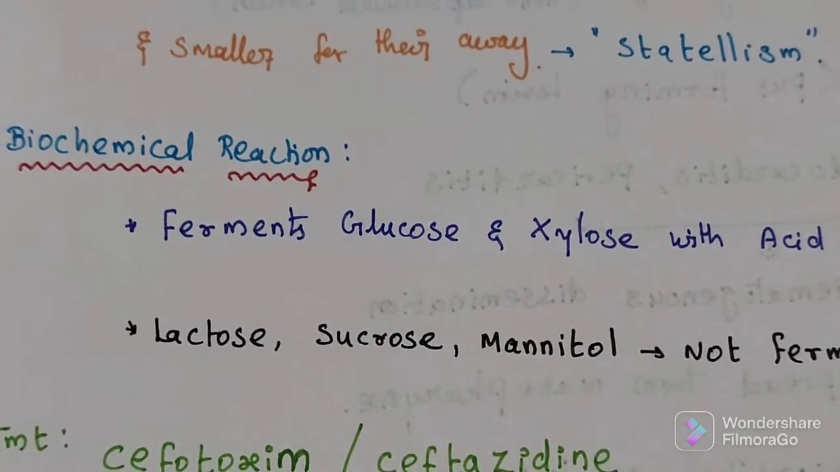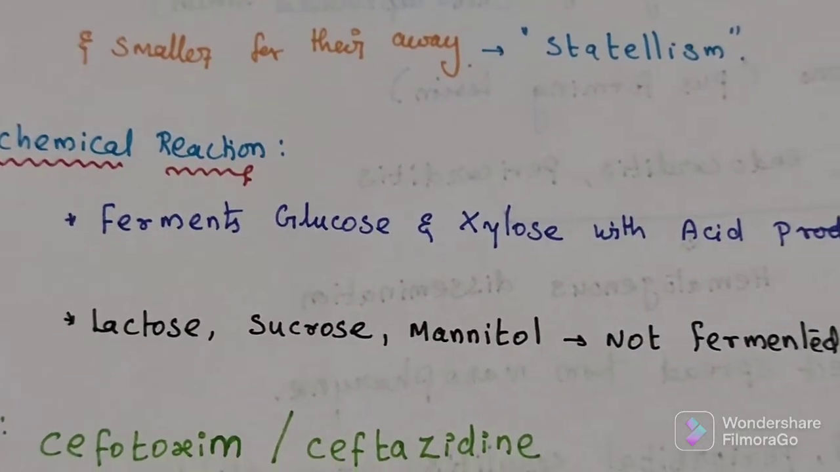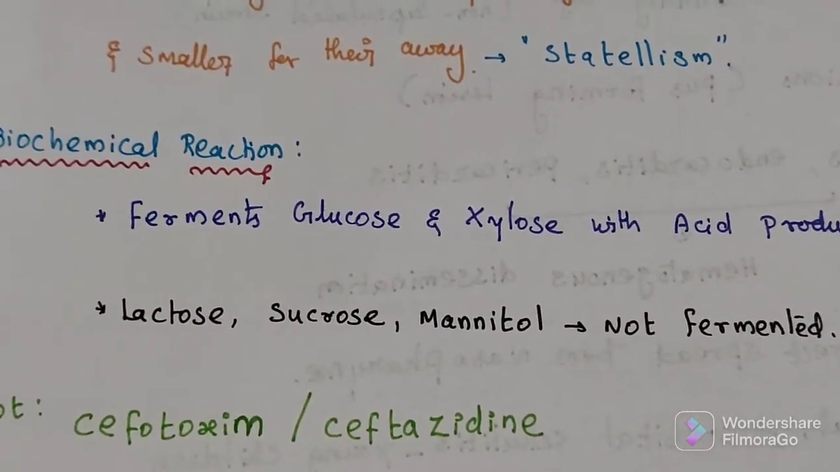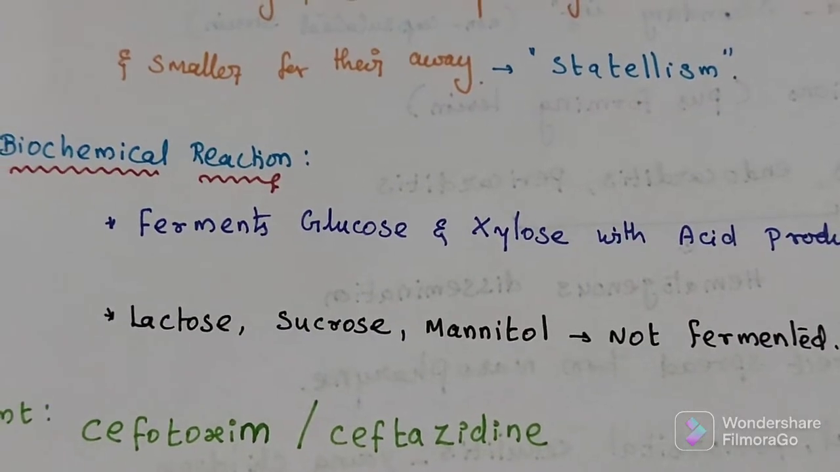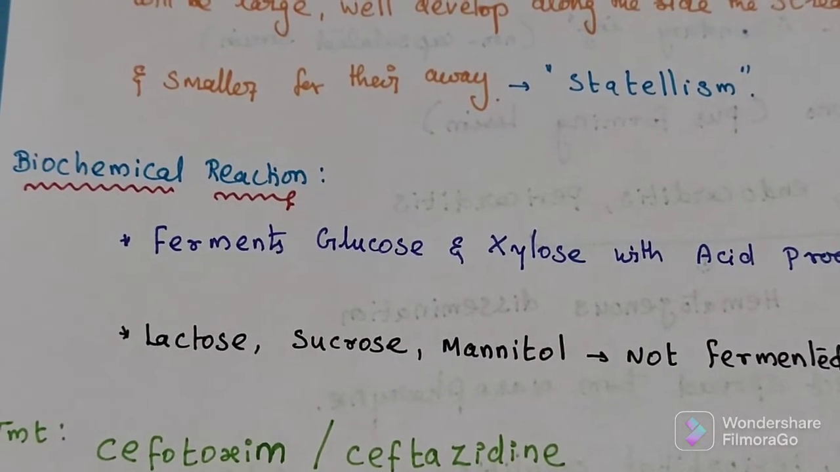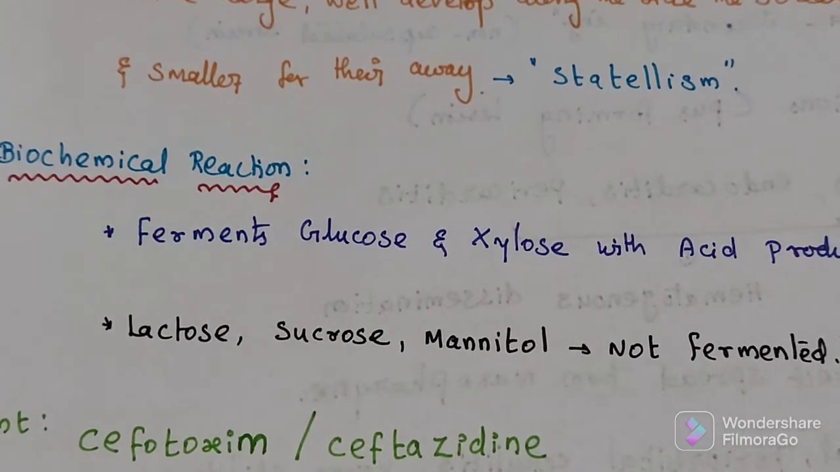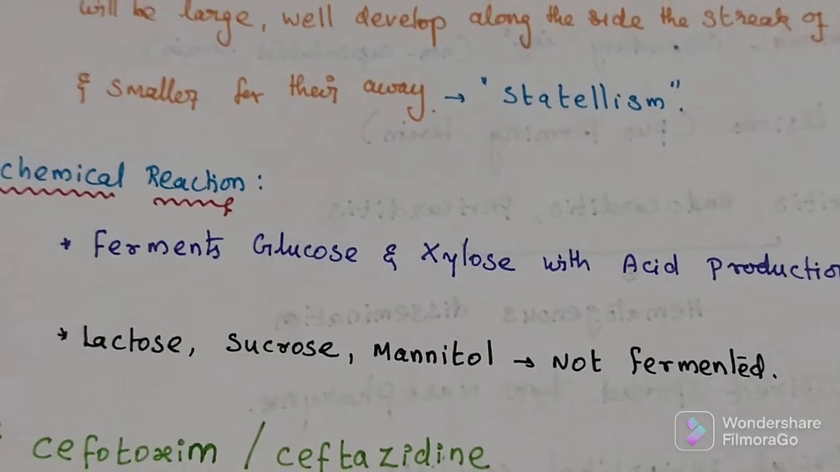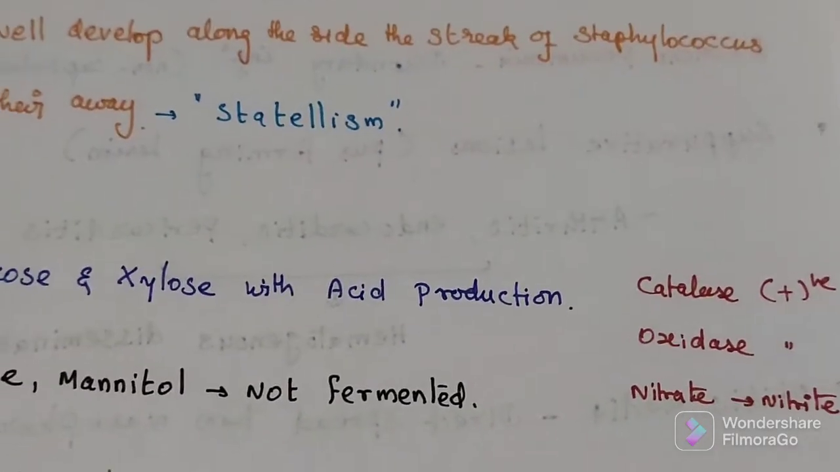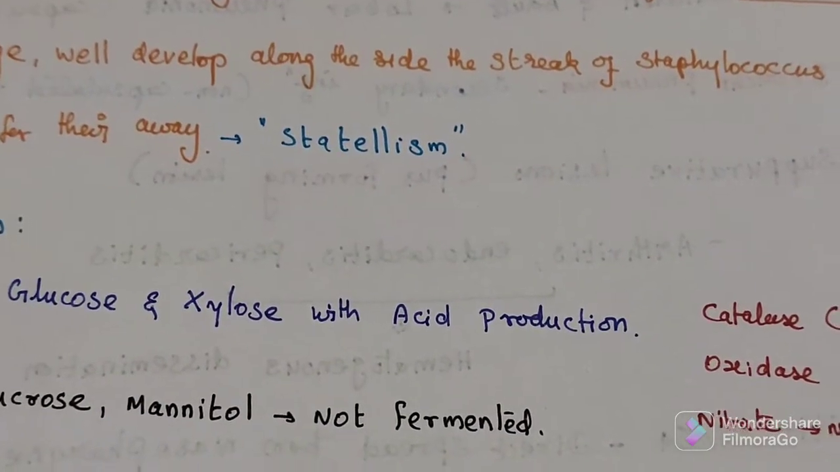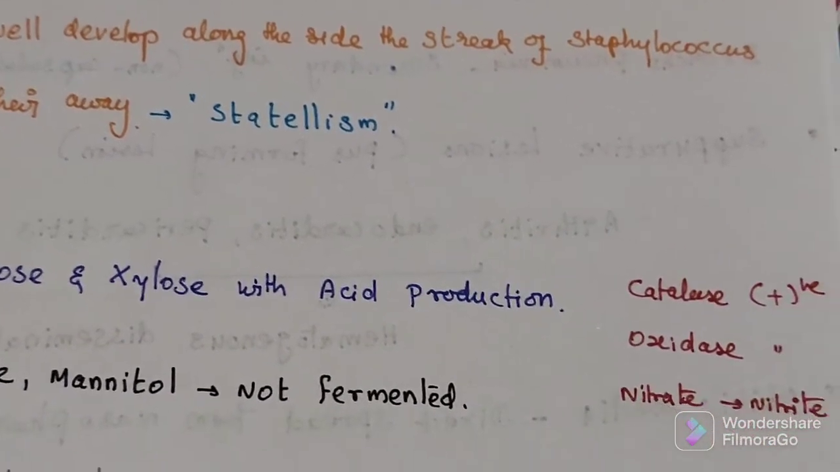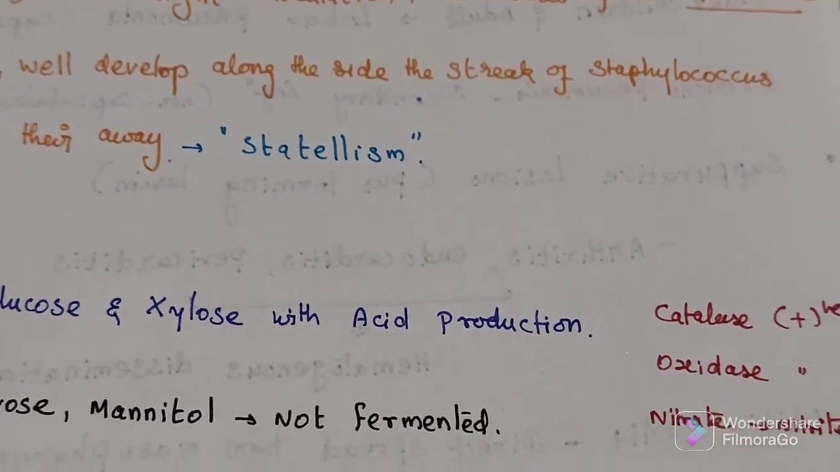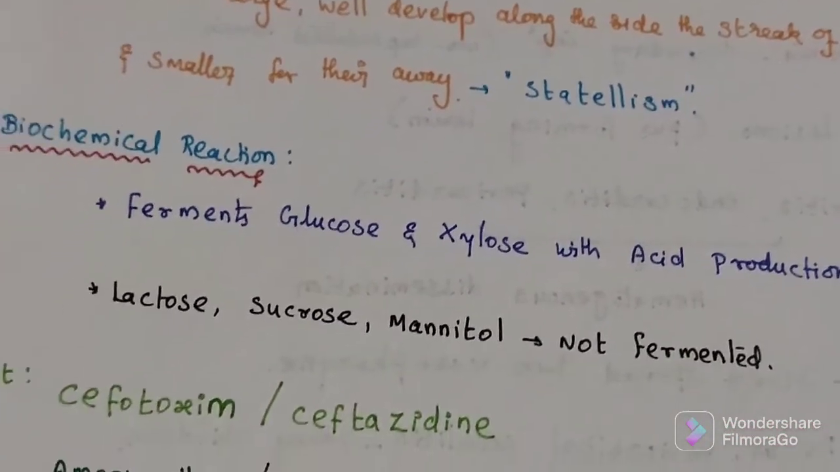Next, biochemical reactions. It ferments glucose and xylose with acid production, but lactose, sucrose and mannitol are not fermented. It is catalase positive and oxidase positive. It can reduce nitrate to nitrite.